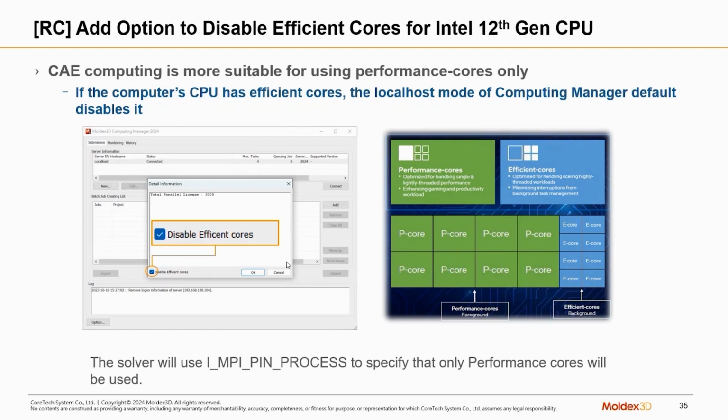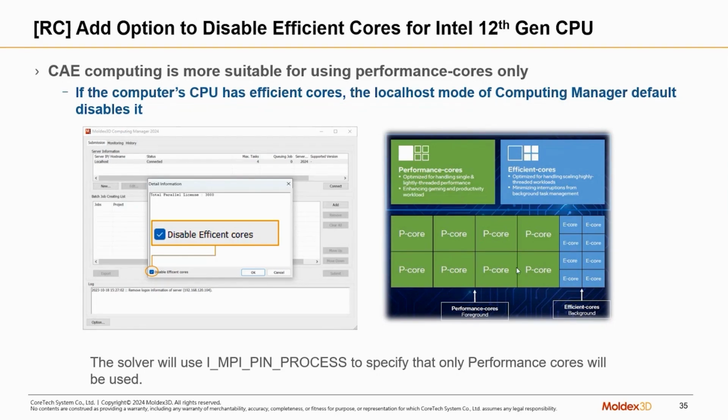So long story short, in 2024, by default, we are going to be disabling these efficient cores. I certainly recommend everybody to try one simulation with and without the efficient cores, just to get an idea of what the calculation time is going to be.